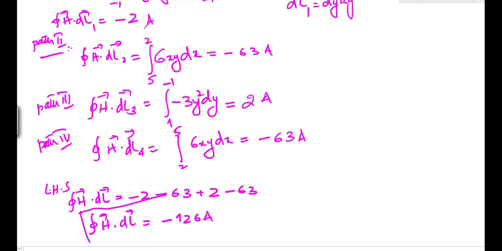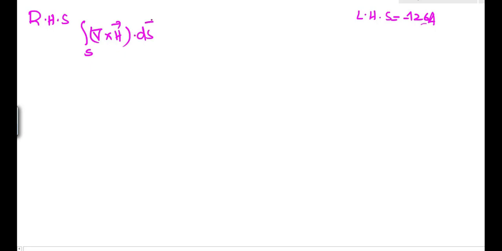Now let's do the right hand side and see whether we get the same answer or not. So the left hand side becomes equal to minus 126 amperes. Now solving the right hand side, which is the surface integral of the curl of the magnetic field intensity with respect to the surface area. Now let's first talk about the surface area, which is ds.